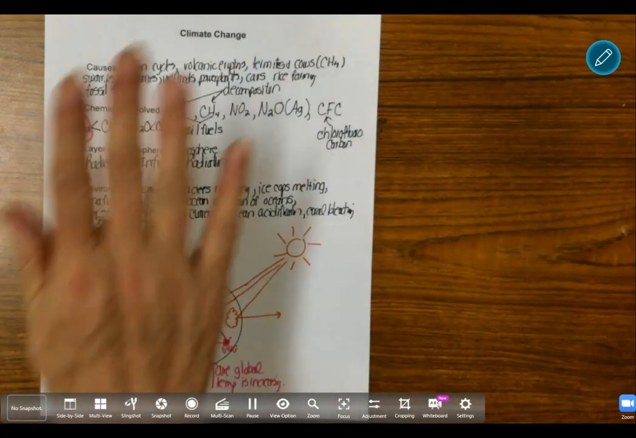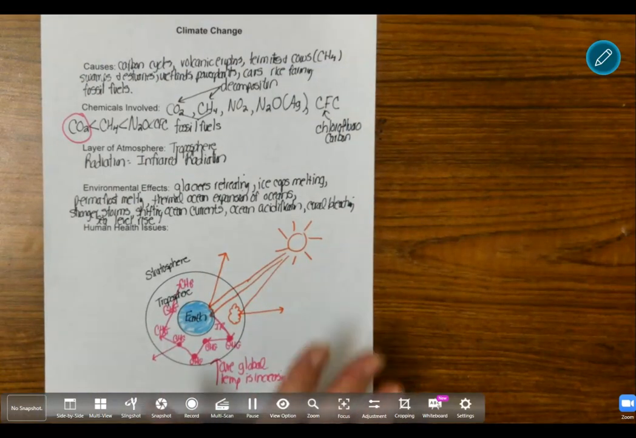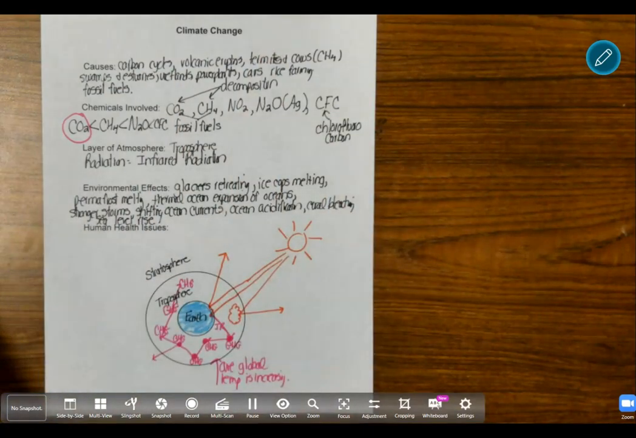So this is just a little bit of a summary of what to expect over the next few days, and we'll look into each one of these things in detail.